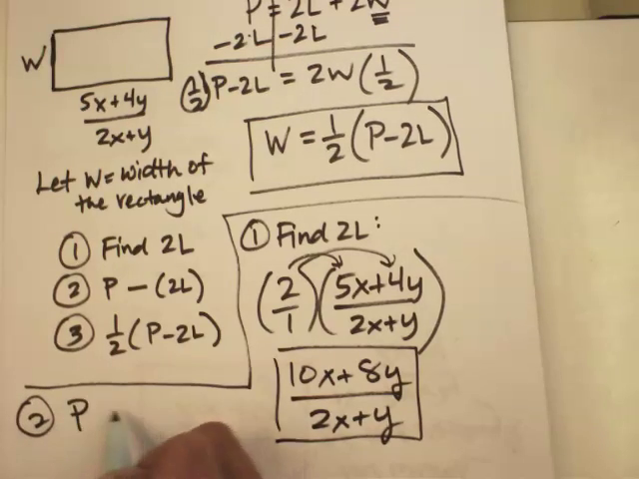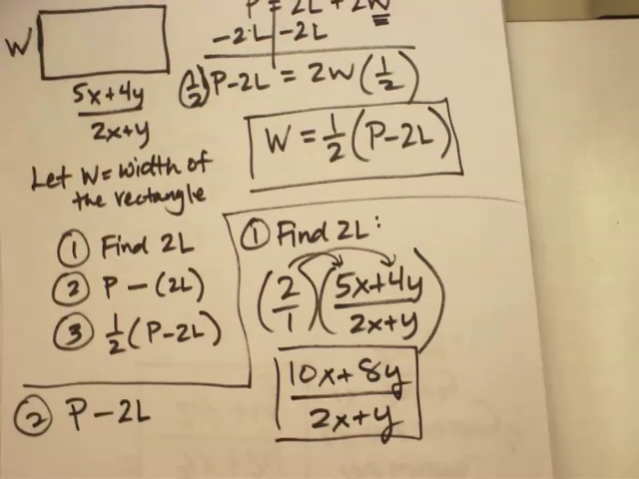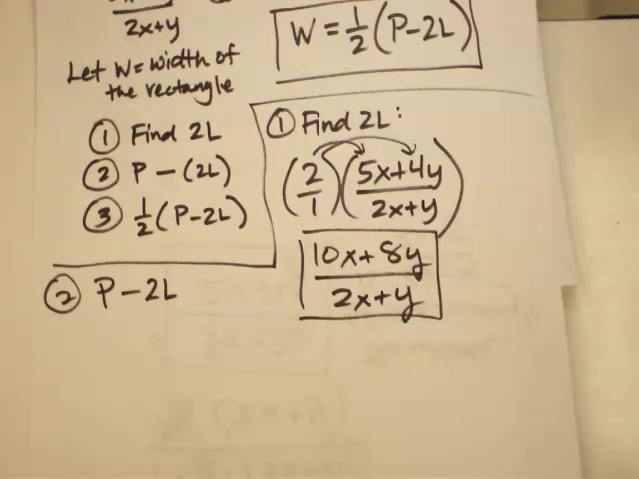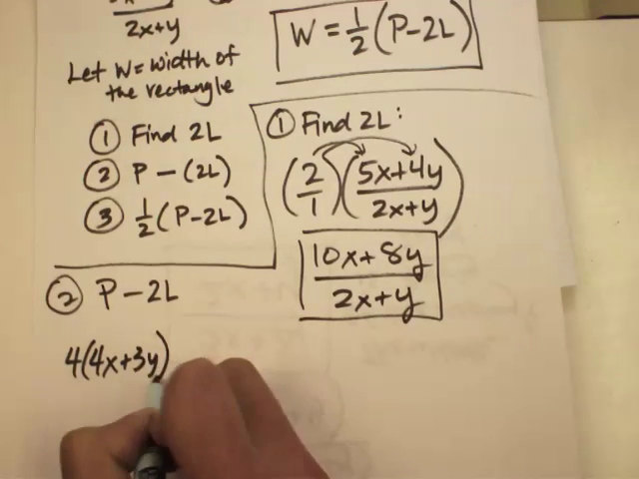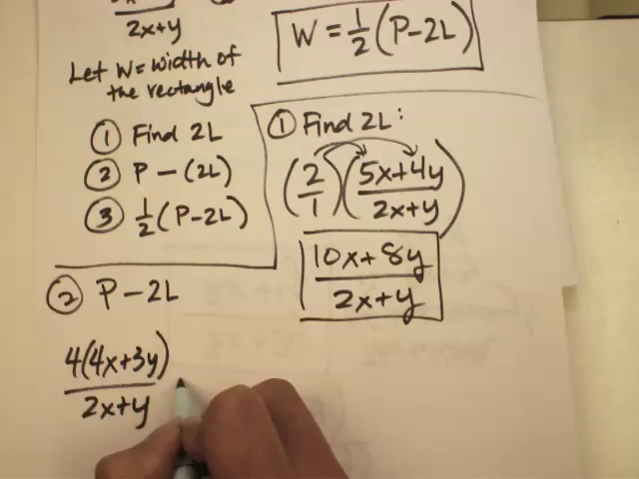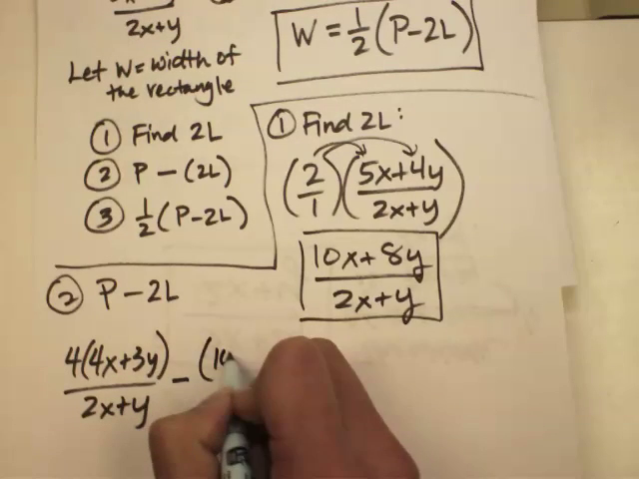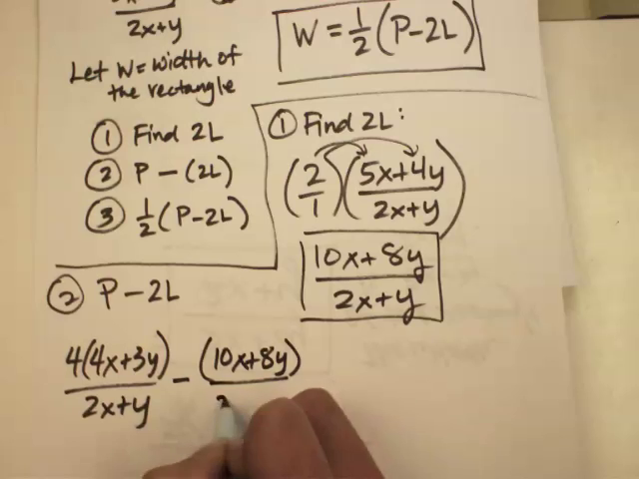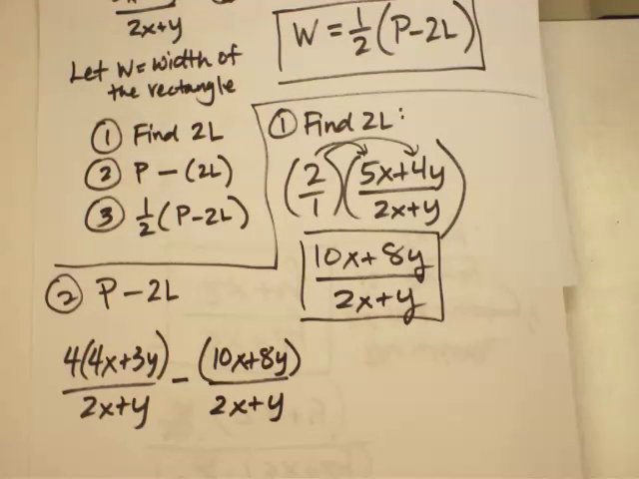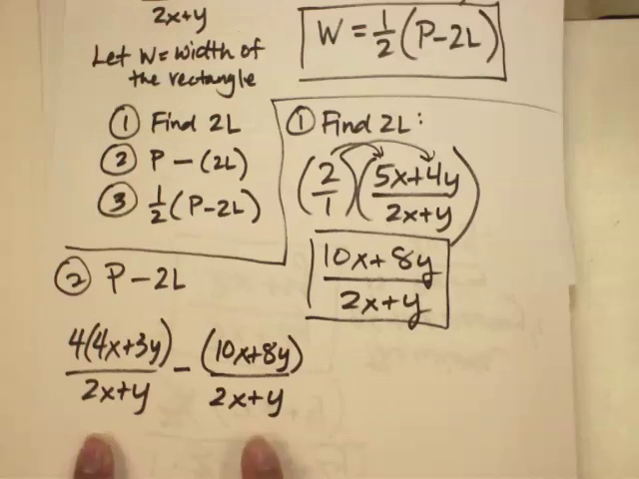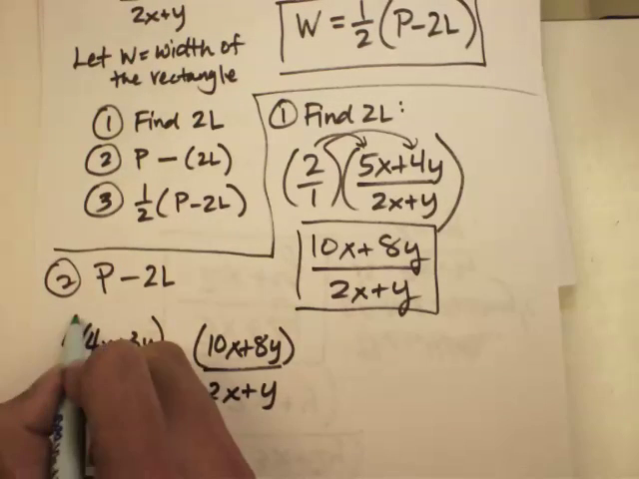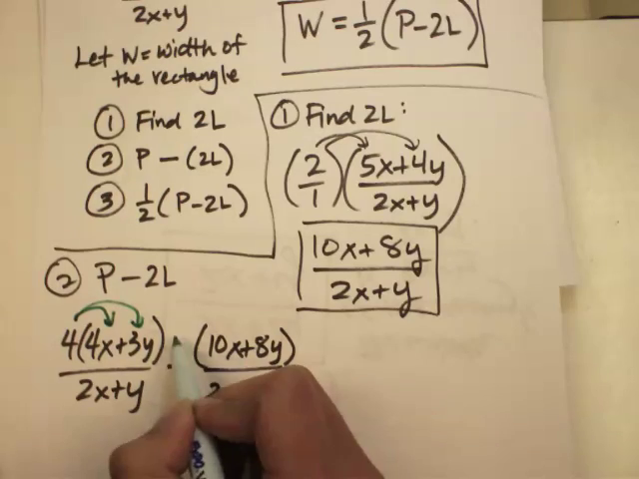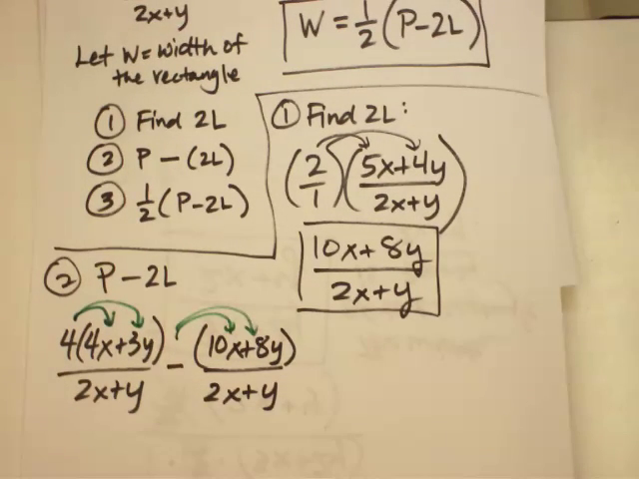Is we're going to start with our perimeter and we're going to subtract our 2L. So our perimeter was 4 times 4x plus 3y all over 2x plus y. We're going to subtract, and remember parentheses, 10x plus 8y all over 2x plus y. Okay, we have a common denominator, so that's really good. Okay, let's simplify this a little bit. Do you notice things that we will need to distribute? Okay, we'll need to distribute the 4.